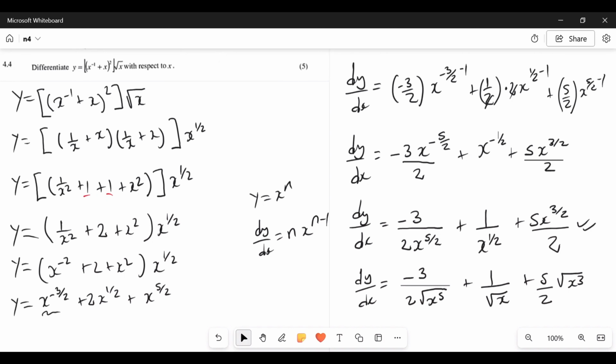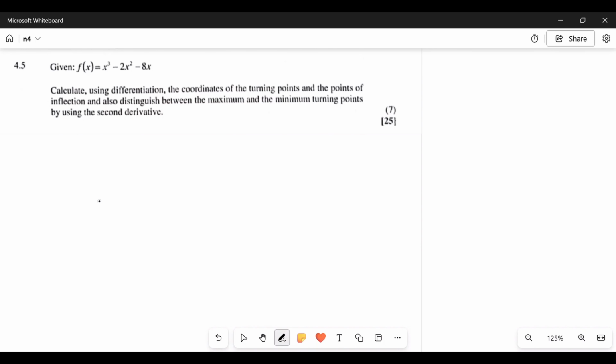All right, people, we are done with 4.4. Let's go into 4.5, which is the last question of question 4. All right, guys, here's our 4.5. Now, 4.5, we are given this function. We have f of x, which is equal to x cubed minus 2x squared minus 8x.